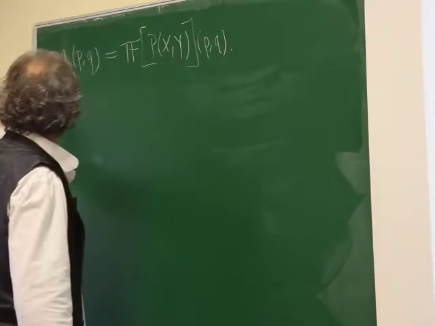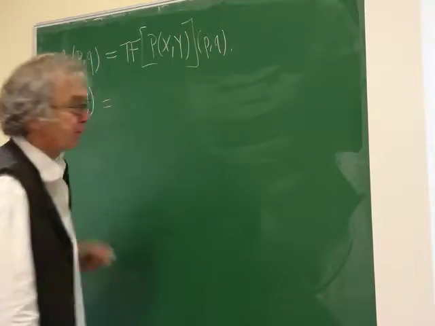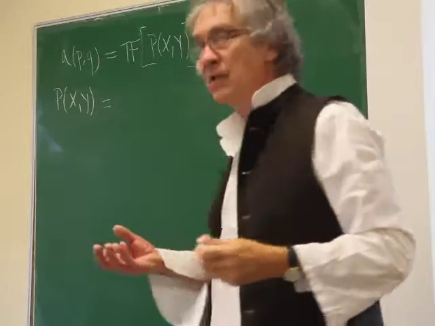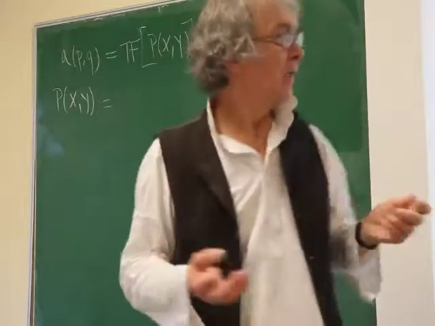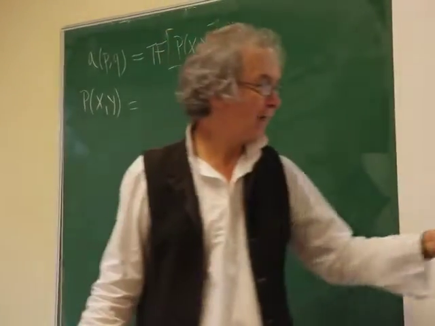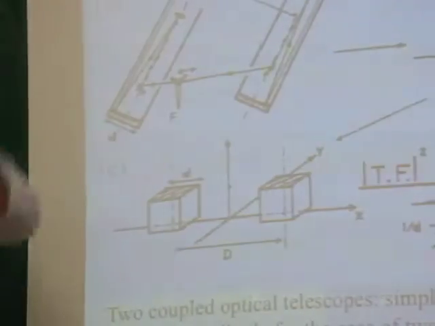So we have to write down the expression of the pupil function. And I assume that the pupil function is composed of two similar apertures, which are just separated by a baseline D, big D, along the x-axis.